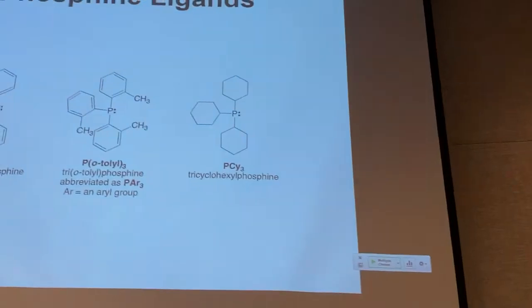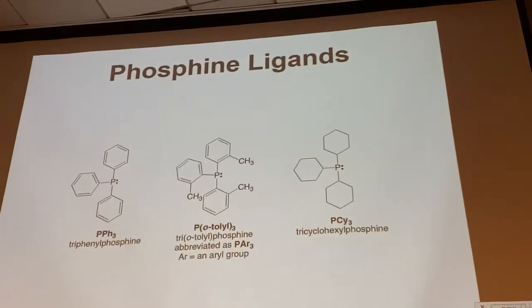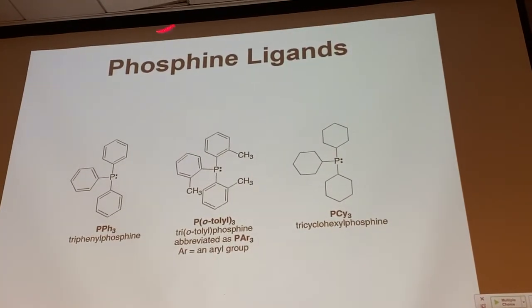So here on the screen, we have some examples of common ligands that bind to palladium. And you see they're all phosphine ligands. They have a phosphorus atom that has a lone pair. So that lone pair on phosphorus is donated to the palladium. And these are 3 very, very common phosphine ligands. Triphenylphosphine is probably the most common one that you see bonded or associated to palladium.